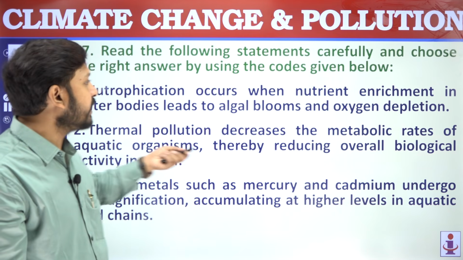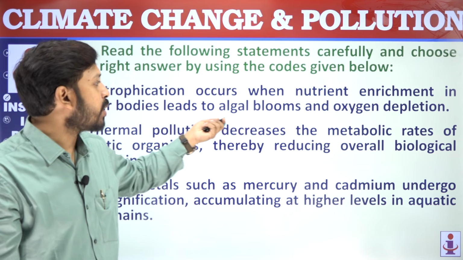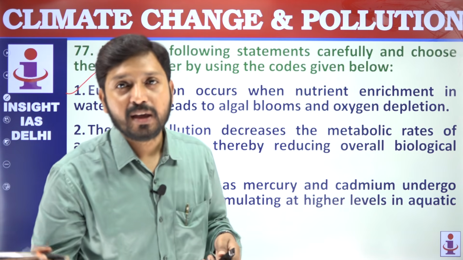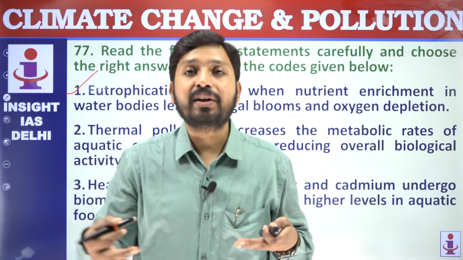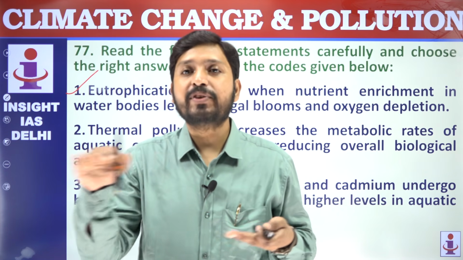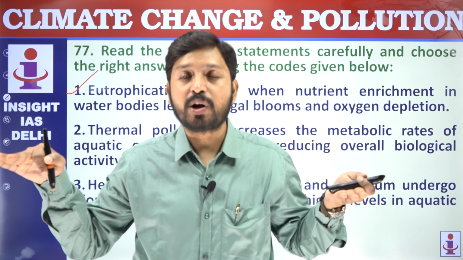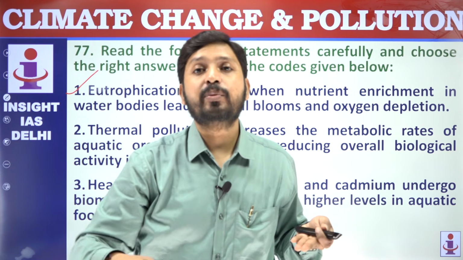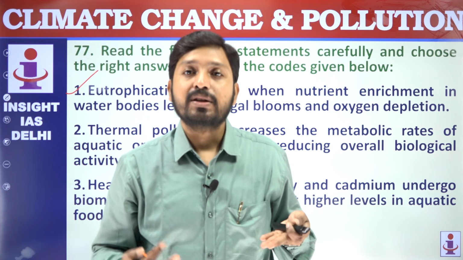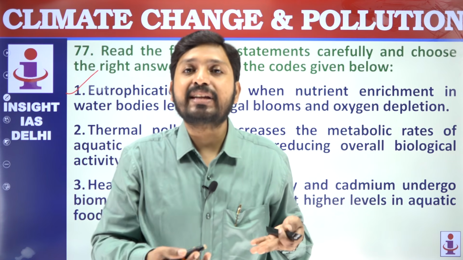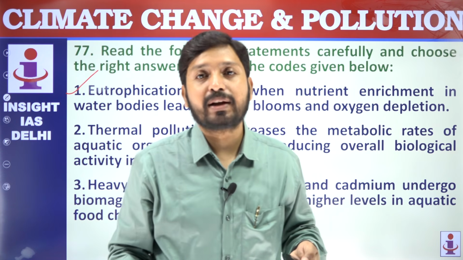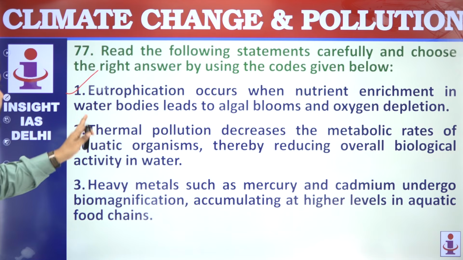Eutrophication occurs when nutrient enrichment in the water bodies leads to algal bloom and oxygen depletion. See, eutrophication is nothing but, when the water bodies have become nutrient rich, a kind of algal bloom will take place on the surface. Once algal bloom covers the surface of the water body, sunlight penetration will be reduced. Once sunlight penetration is reduced, oxygen depletion will start at the bottom, anaerobic conditions will occur, so that entire water body will have a negative impact. Okay, so this is eutrophication. So this is the right statement.